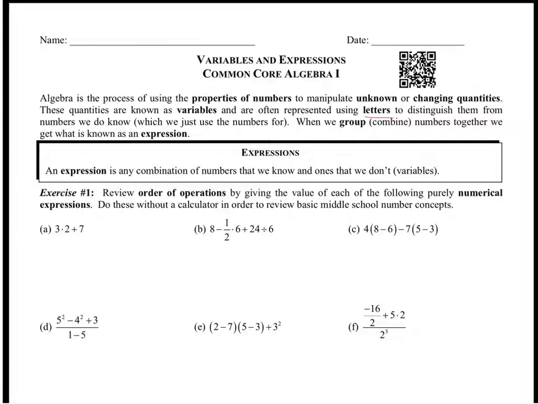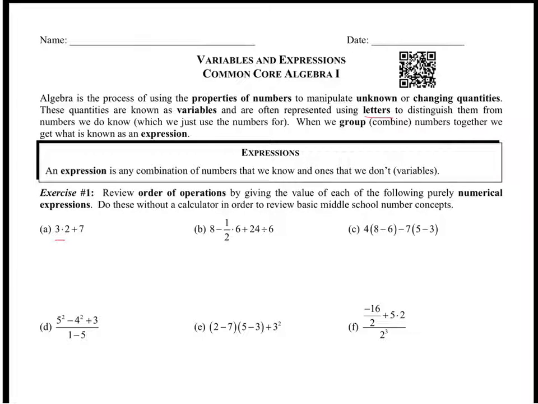Hi, Zach. All right, when we group or combine numbers together, we get what is known as an expression. An expression is any combination of numbers that we know and ones that we don't, or variables. So review the order of operations by giving the value of each of the following purely numerical expressions. Do this without a calculator. So for letter A, please pause as you go through and make sure you did them correctly.